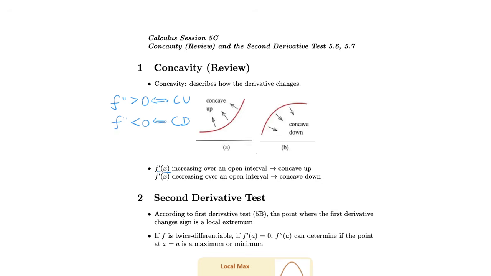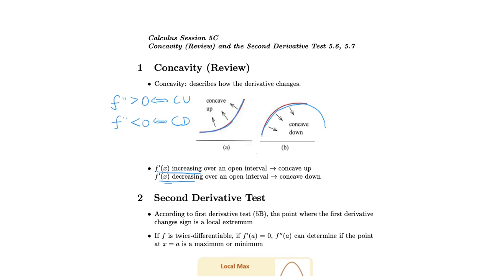Or in other words, when f prime increases, we have concave up. So basically, the slope increases as x increases, giving this upward curving shape. So think concave curving upwards. Similarly, when f prime decreases, the derivative decreases as x increases. This gives a downward curving concave down scenario. So think which way it curves. Does it curve up or does it curve down?